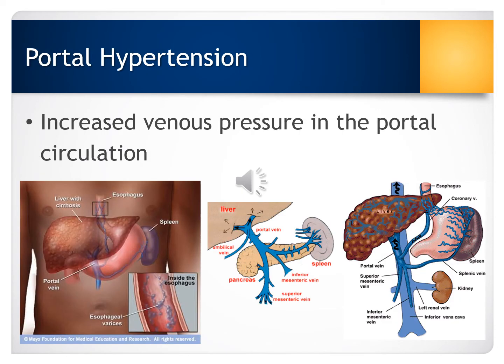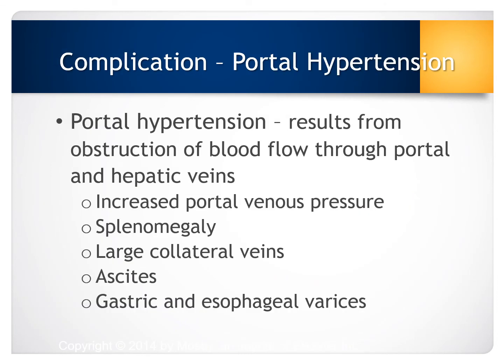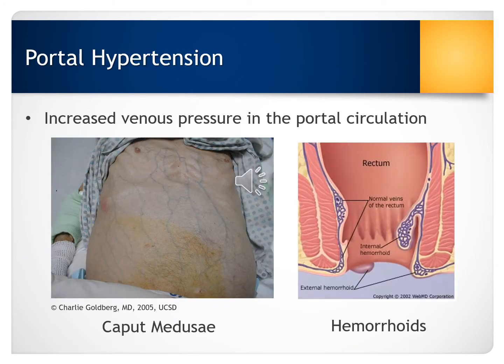Portal hypertension is characterized by increased venous pressure in the portal circulation, splenomegaly, large collateral veins, ascites, and gastric and esophageal varices. Varicosities may develop in areas where collateral and systemic circulations communicate. This results in esophageal and gastric varices. Caput medusae are a ring of varices around the umbilicus. You also may see increased hemorrhoids in these patients.